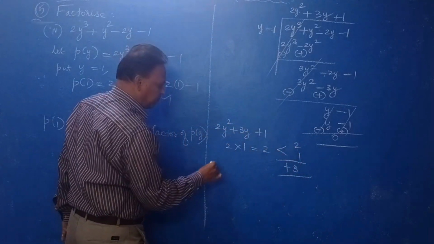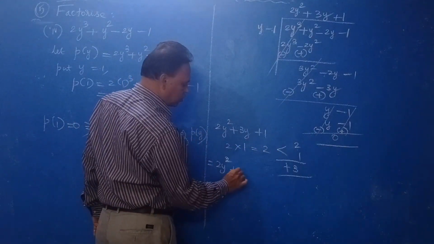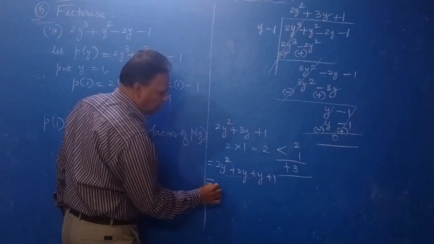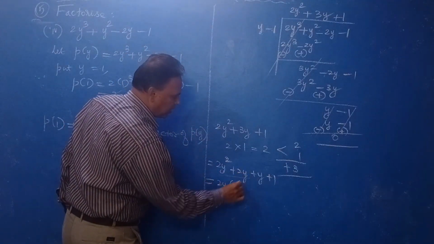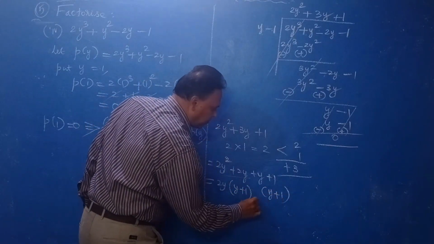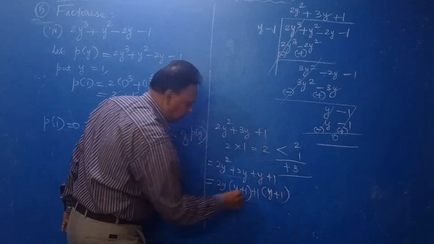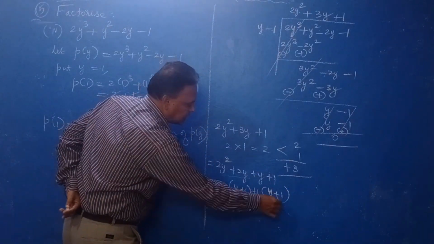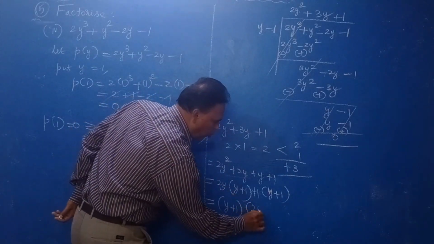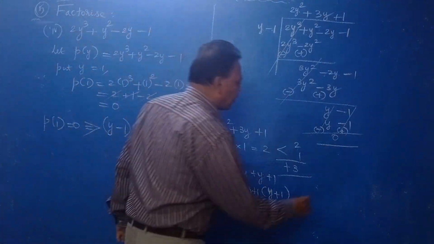So split the middle term using these factors: 2y squared plus 2y plus y plus 1. Now in the first two terms, 2y is common, giving y plus 1. Write the same y plus 1 here, and if you give plus 1 here, we correctly get it. Therefore y plus 1 is taken out, and the remaining is 2y plus 1. So it is resolved into two factors. Therefore what is p of y?